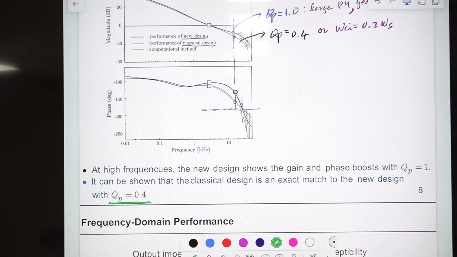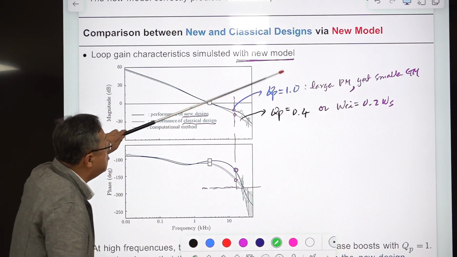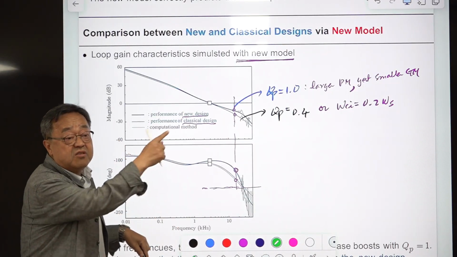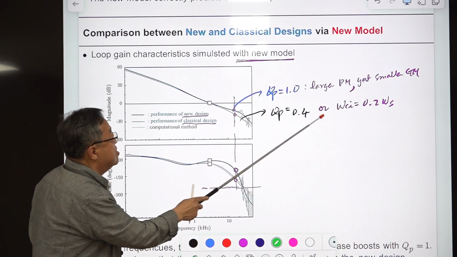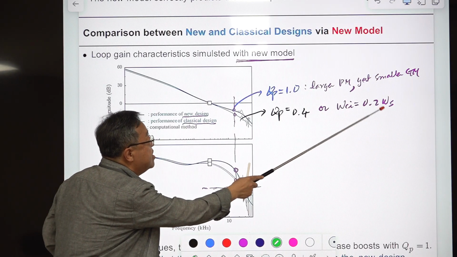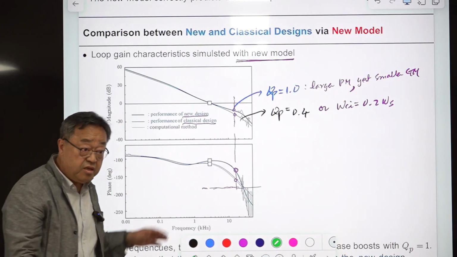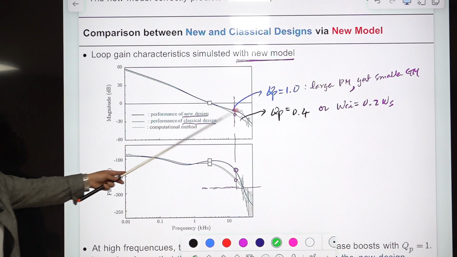We didn't select QP of 0.5. We select this, but it can be transformed to this. Okay? Then they are the same thing, because there is only difference in SE. If you select omega CI equals 0.5 omega S, then you will get the SE of this new design. Okay? So they are the same thing. There are no basic difference except this one.